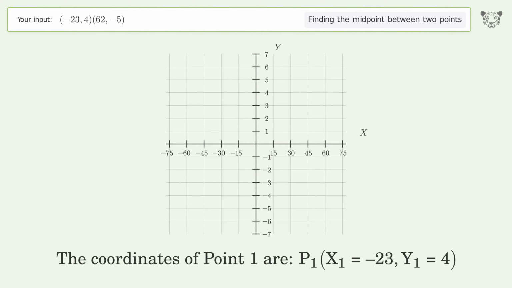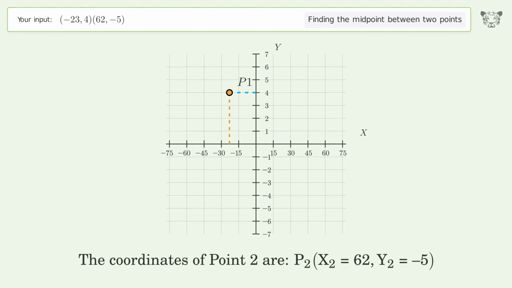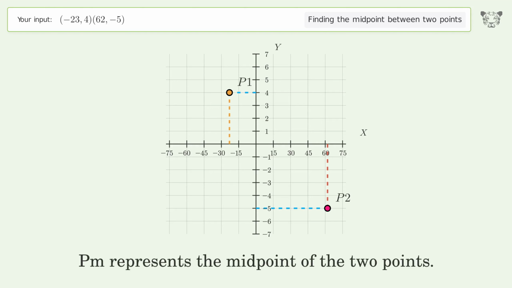The coordinates of point 1 are, x1 equals negative 23, y1 equals 4. The coordinates of point 2 are, x2 equals 62, y2 equals negative 5. PM represents the midpoint of the 2 points.